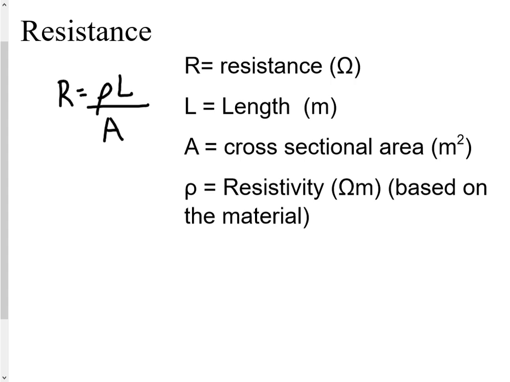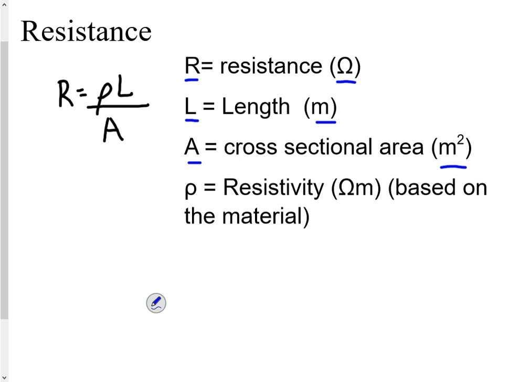Today we're going to talk about the resistance of a wire and the resistance formula. The resistance formula is R equals rho times L over A. R is the resistance, it's measured in ohms. L is the length of the wire, measured in meters. A is the cross-sectional area of the wire.